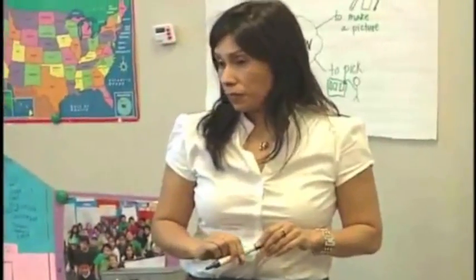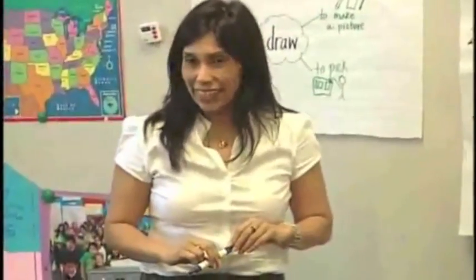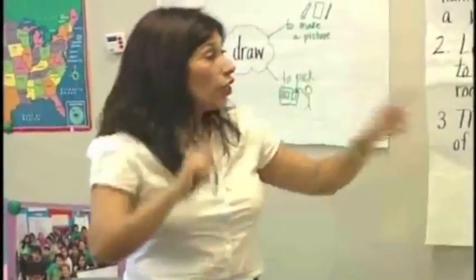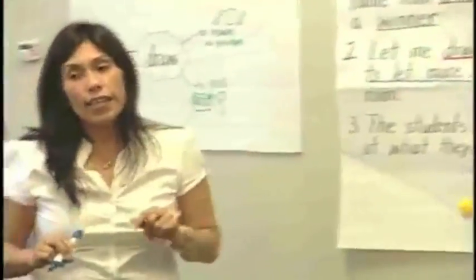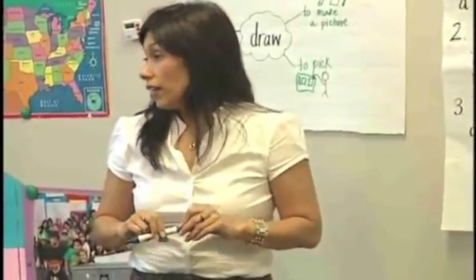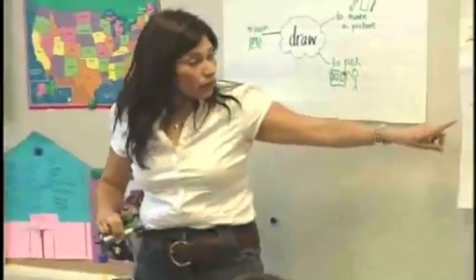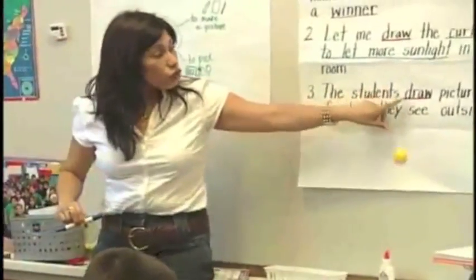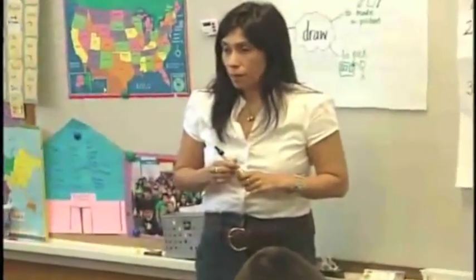Ready for the last one? Okay. Is this kind of easy? Yeah, it's easy how once you look for those clue words, it's really easy to figure out what a word means. Are you ready? Let's read the next one. The students draw pictures of what they see outside. Hold up your cards. Which draw is that?